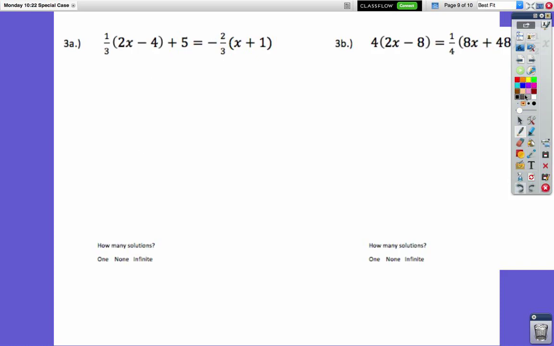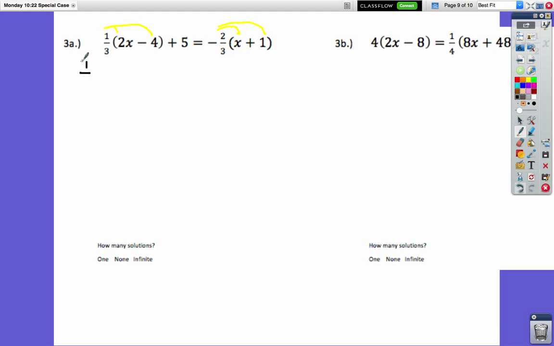And then finally, number 3. Number 3 is a tough one. If you can do number 3A and 3B, you should be set and get 100% on this upcoming test that we have. So for number 3A, we're first going to distribute over here, and then we're going to distribute also over here.